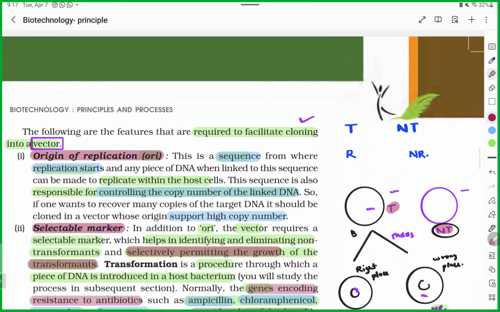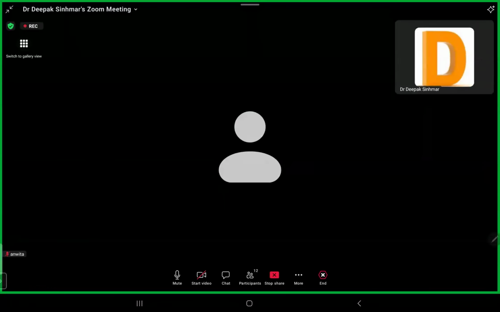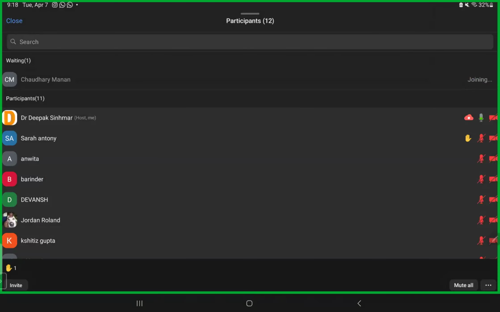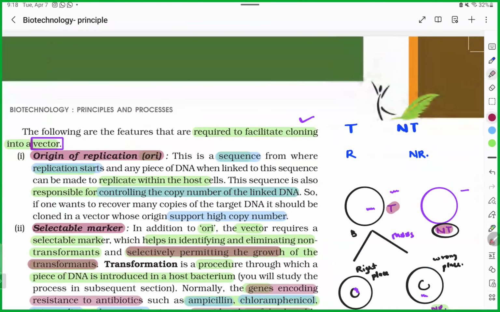What should be the properties of a vector? First, the sequence where DNA replication starts and any piece of DNA can be linked and replicated, and which supports high copy number, is the origin of replication, correct? Ori. It supports high copy number, controls copy number, and replication starts here.